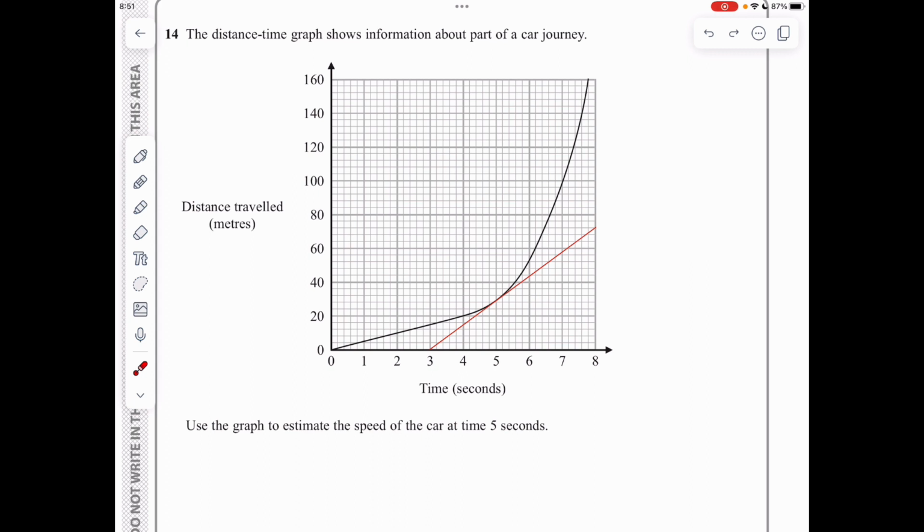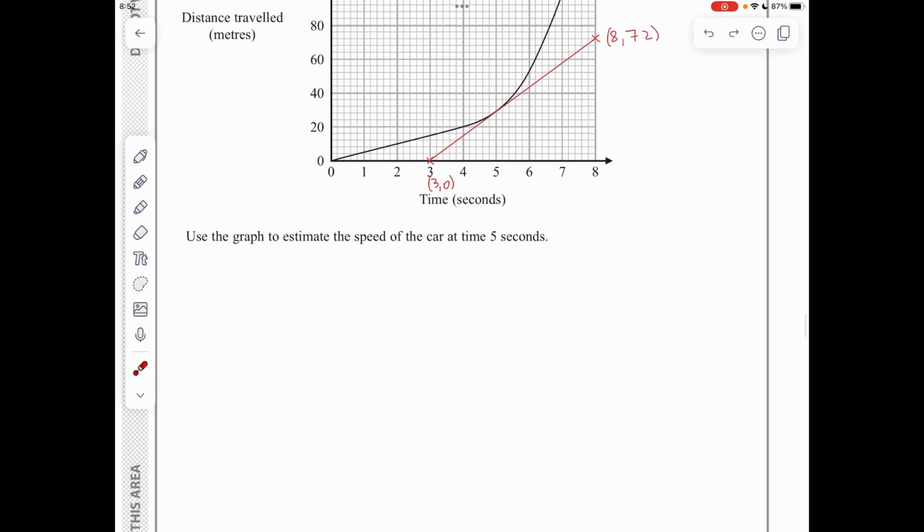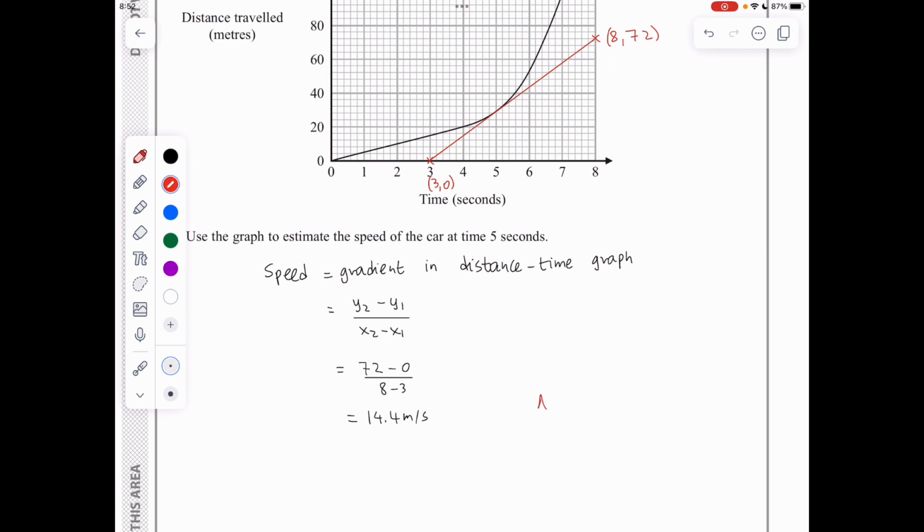So I start by identifying 2 points that lie on the line. I see that we go through 3, 0 here, and also at the very end it's 8, 72, which means I can proceed in finding the speed. Recall that the speed is the gradient, and this is y2 minus y1 over x2 minus x1. So I'll be doing 72 minus 0 over 8 minus 3. This gives an answer of 14.4 meters per second. You need to bear in mind that the examiner here is accepting answers between 11 up to and including 19.